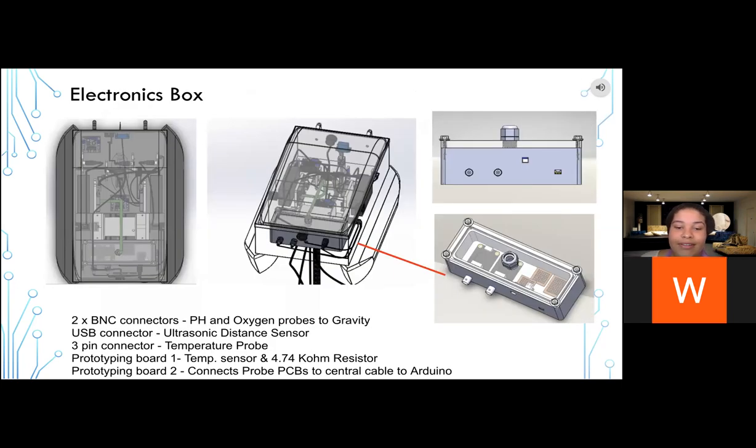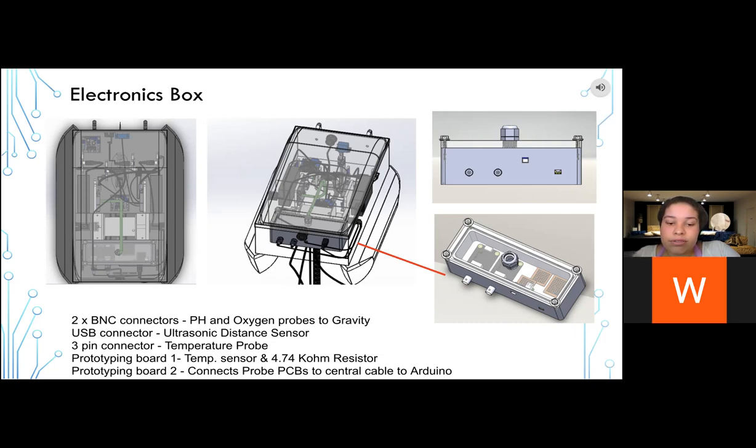Coming off the reel, the sensor cables are then attached to the electronics box located on the hull of the boat. The pH and oxygen sensor cables are attached to their converter boards via a BNC connection. The distance sensor cable is attached to its converter board with a USB Type B, and finally the temperature sensor connects to a 3-pin connector.